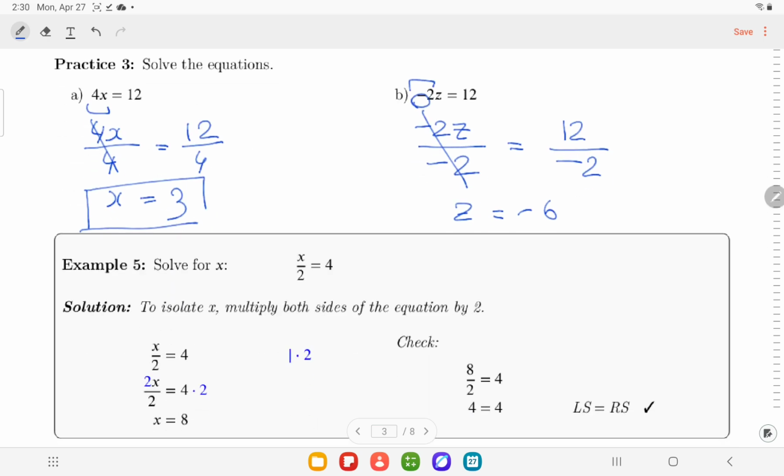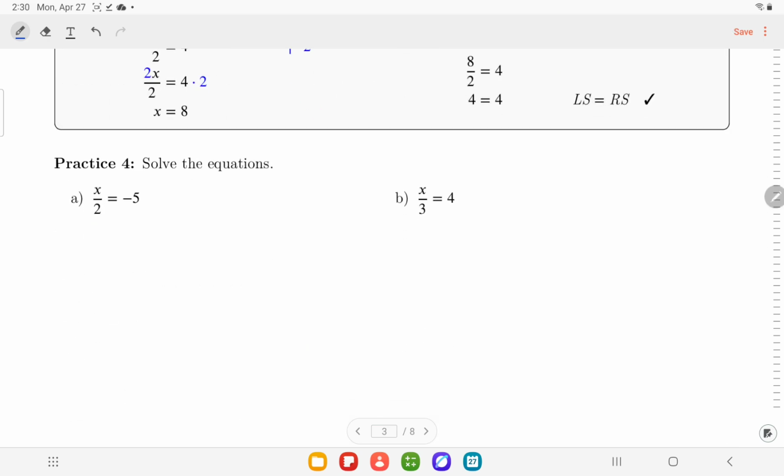So now what if you have x divided by something? Like here if you have x divided by 2. So now we're trying to get rid of this 2 here in the denominator. So the way to get rid of that would be to use the opposite operation of division, which is multiplication. So we are going to multiply both sides by 2. So this is going to cancel out, and we're going to end up with x equal to negative 10.